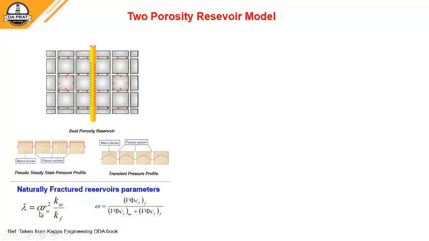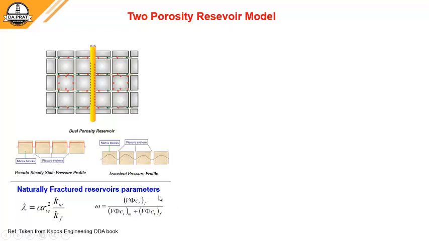There are many publications here, and I can refer to them if you're interested. And then there is another parameter related to the storativity capacity. This is omega, which relates the hydrocarbon contained in the fractures over the total hydrocarbon content. So let's say that omega is equal to 0.1, then it means that 10% of the hydrocarbons are in the fractures.